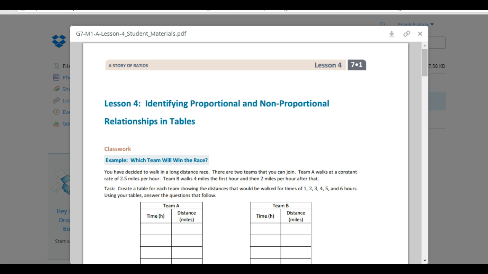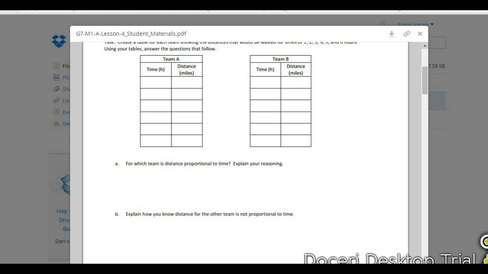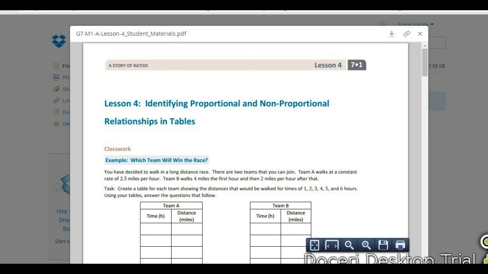Let me pull up my project I had going for this. Here we go. Let's fill in this table here. We know that Team A, and let's go back and look at that key word here, Team A had a constant rate. Once you see that idea of constant, hopefully you know that that is the proportional one. So that kind of answers question A right away.